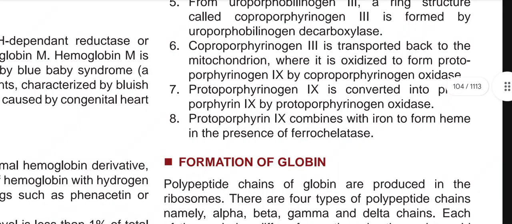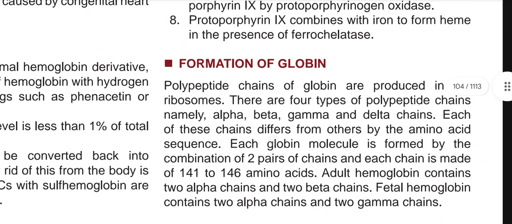So what happens here? Coproporphyrinogen 3 is transported back to the mitochondria where it is oxidized to form protoporphyrinogen 9 by coproporphyrinogen oxidase, and protoporphyrinogen 9 is converted into protoporphyrin 9 by protoporphyrinogen oxidase, and protoporphyrin 9 combines with iron to form heme in the presence of ferrochelatase.